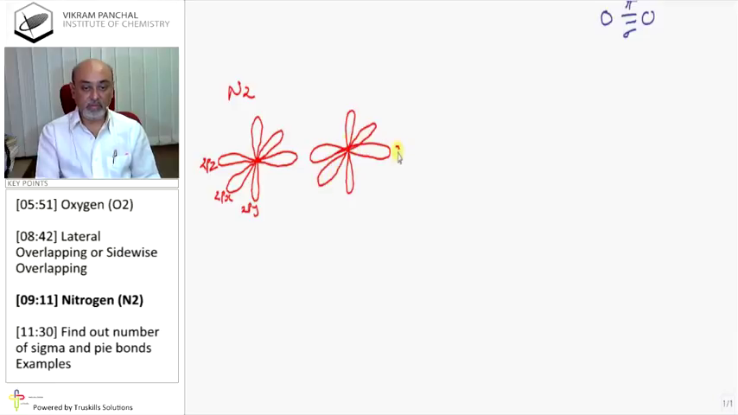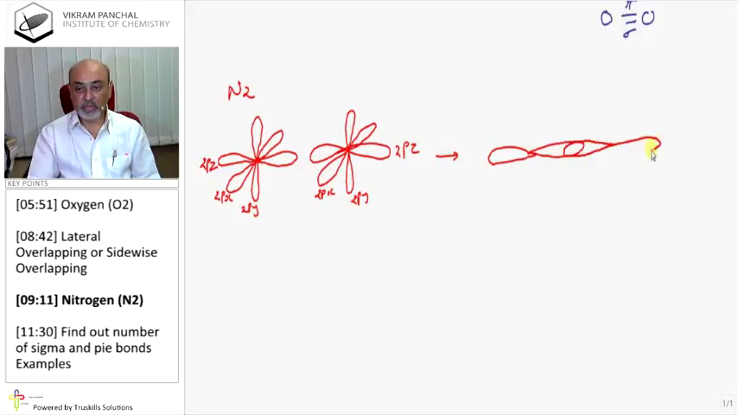So let us take these two nitrogen. When they overlap with each other, first of all, direct overlapping takes place on z-axis, and there will be one sigma bond.